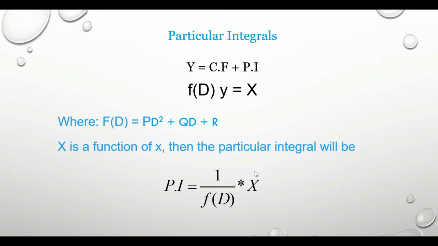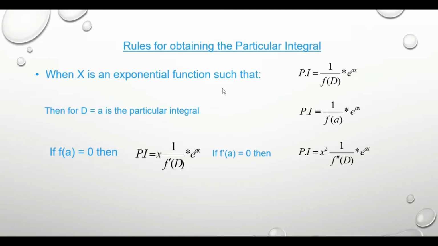There are different rules depending on the value of the capital X here. The first rule is when X is an exponential function, then the particular integral will take this form, where a is a constant value. In order to get the particular integral, we have to substitute D = a and then work out this equation over here.